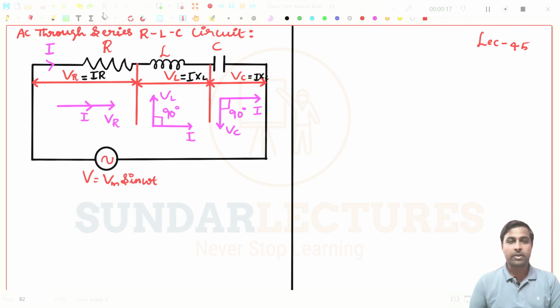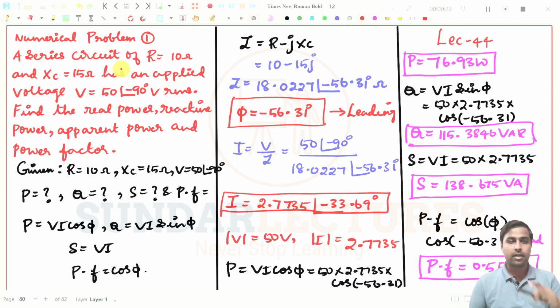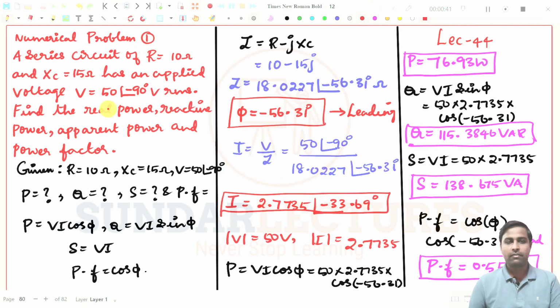And what are all the topics we have seen in the previous class? We have taken two problems related to the series RC circuit, and we have found the real power, reactive power, and apparent power with the power factor. And then in this problem, we have found the real power and how this phi value looks like. In problem number 1, we have taken the reference voltage not at 0 degree but at minus 90 degree, and we have seen many things in this problem.